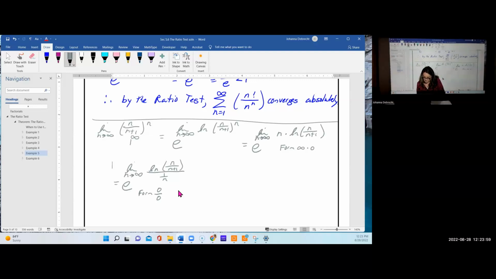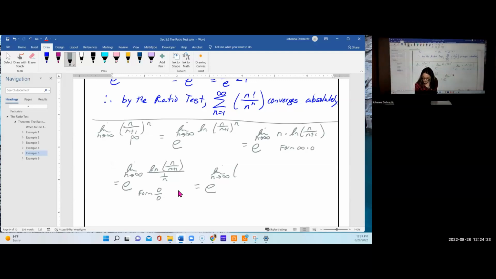Now that only applies if they're continuous functions, but as n goes to infinity, they are continuous and differentiable functions. So I have e to the limit as n goes to infinity. Now, what's the derivative of natural log? 1 over u times the derivative of u. Now, 1 over a fraction is just the reciprocal of the fraction.